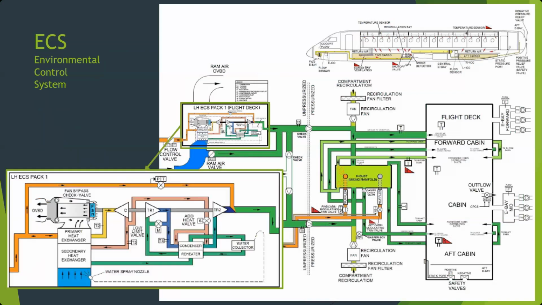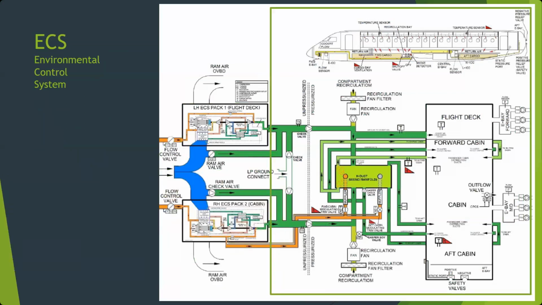If we look at the pack a little bit closer, it looks something like this. So enlarging that area there. A pack is used to get that temperate air that we're going to run through the aircraft. We'll look at those in detail in a second.